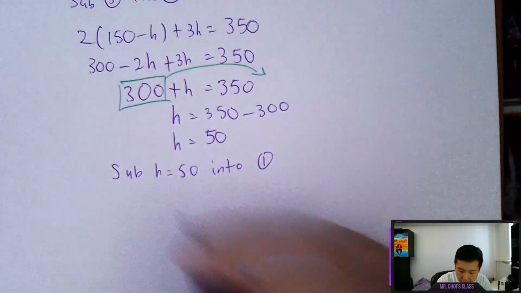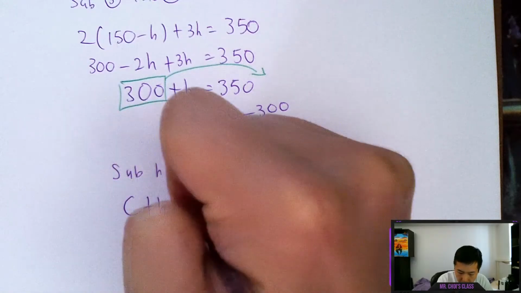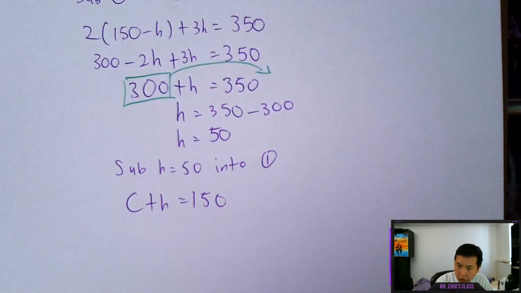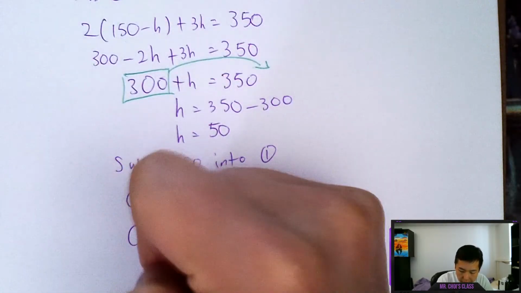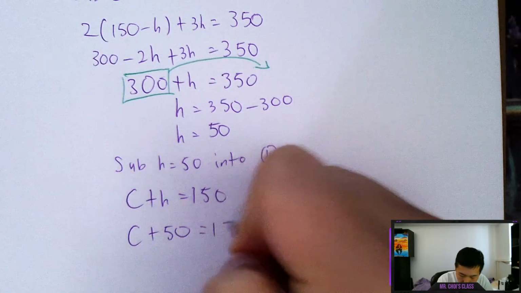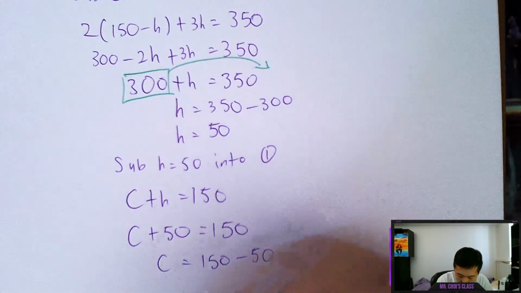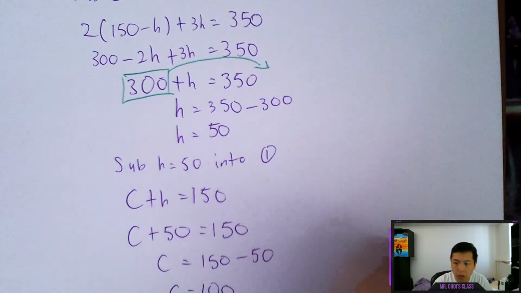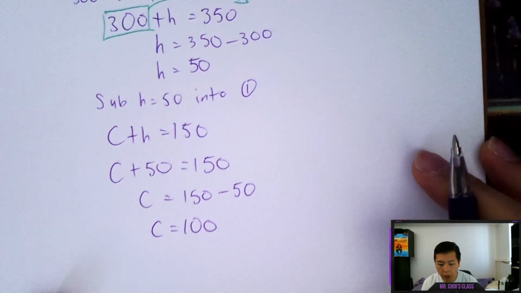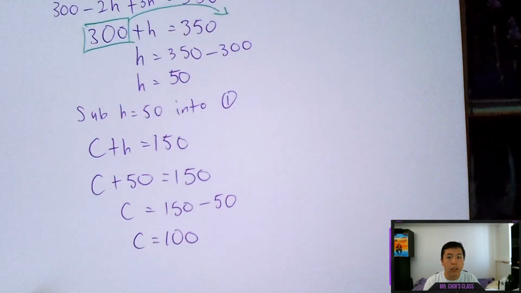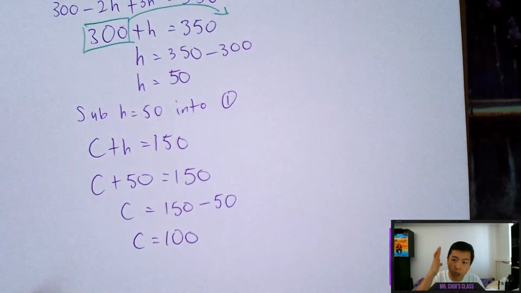And equation 1 was very simple. It was C plus H equals 150. So we can easily plug in our H as 50. And we can finish solving this question. And we should get an answer of C equals 100. But are we done yet? No, it's a word problem.